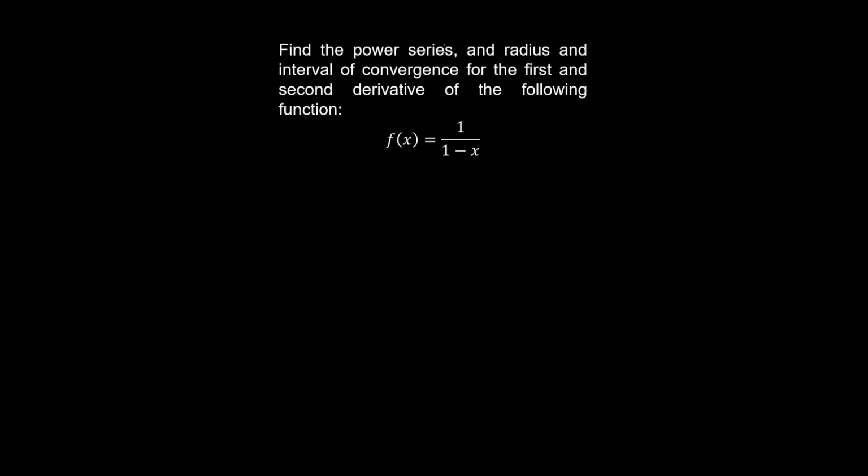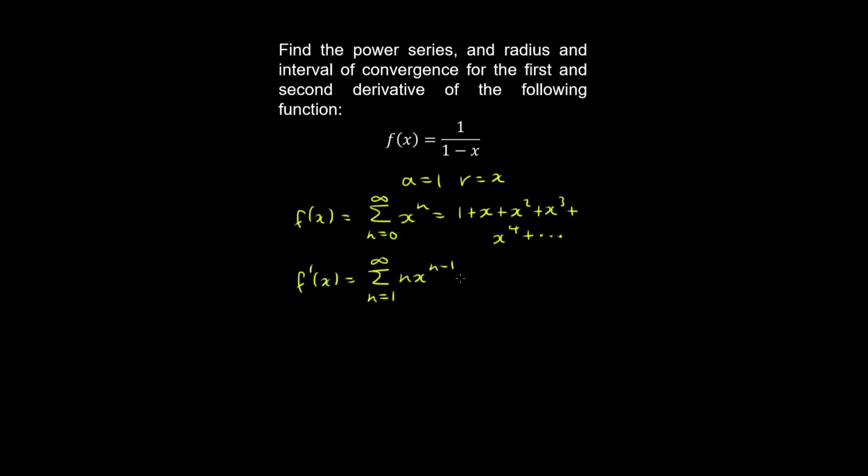Let's find a power series, radius and interval of convergence for the first and second derivative of the following function. So we recognize that this is a sum of a geometric series with a equals 1 and a ratio of x. So we can write the function as follows. And now differentiating this function, we obtain the following series. And note that we take n equals 1 because this constant drops out.